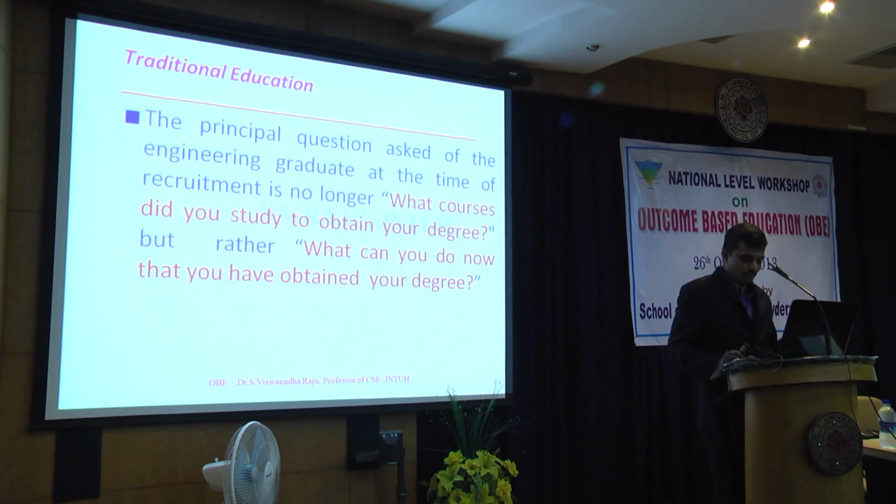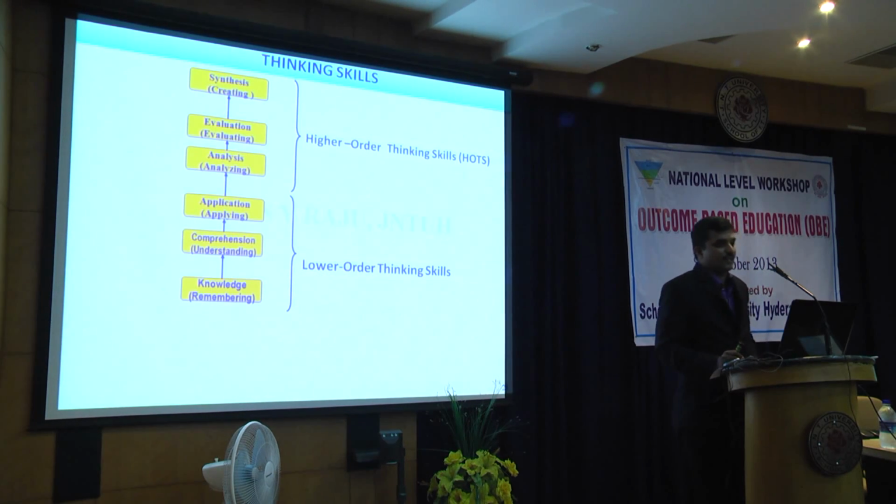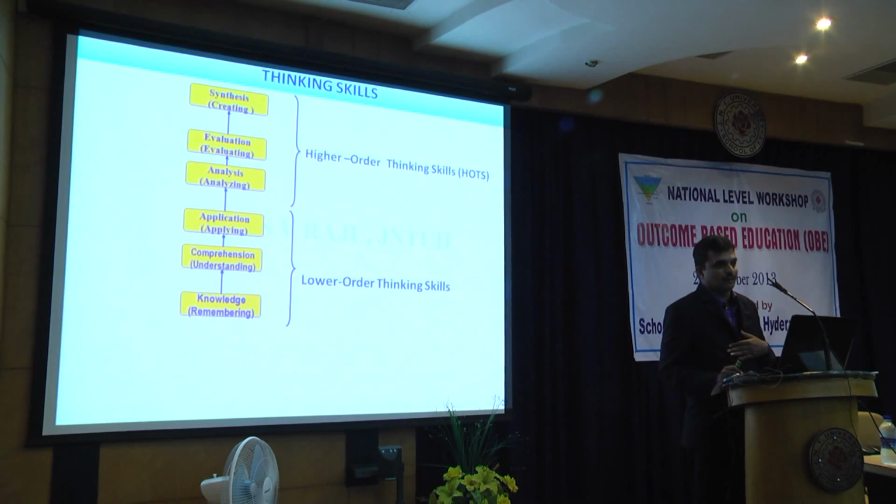That is what we have to provide to the industry. So by introducing this system, we can achieve that also. You see, thinking skills are there. They are divided into 6 levels. The first 3 are low order thinking skills, and the next 3 are high order thinking skills.